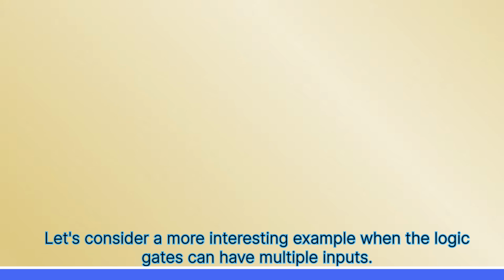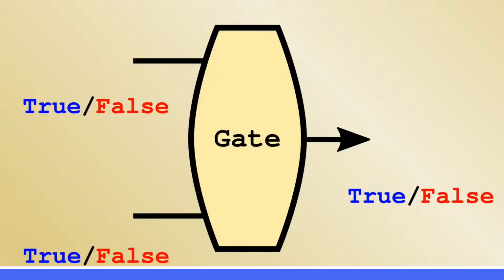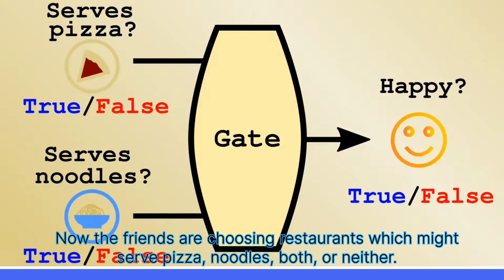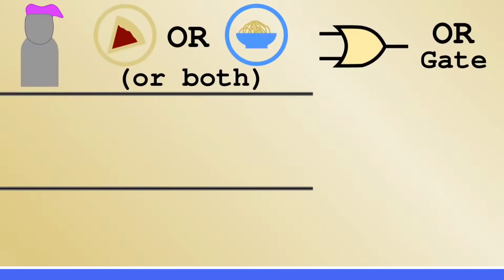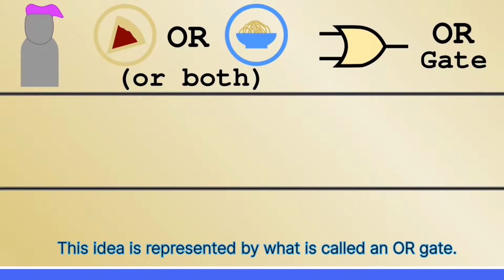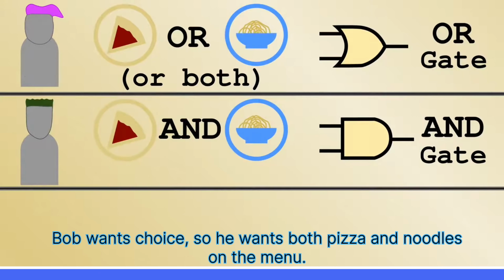Let's consider a more interesting example when the logic gates can have multiple inputs. Such gates have pretty straightforward names, as we'll see. Now the friends are choosing restaurants which might serve pizza, noodles, both, or neither. Alice is happy when the restaurant serves at least one of the two options, or both. This idea is represented by what is called an OR gate. This is the symbol.